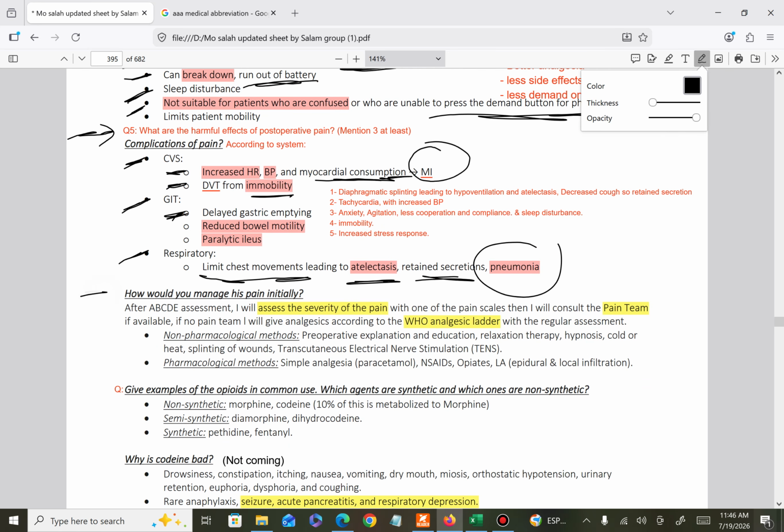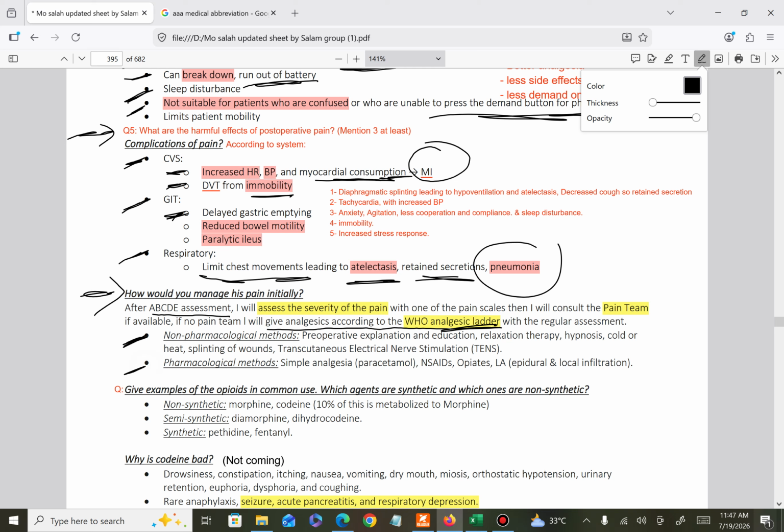Now, how would you manage his pain initially? After the ABCDE assessment, we have to assess the severity of the pain with one of the pain scales. Then we will consult the pain team if available. If no pain team is available, then we give analgesia according to the WHO analgesia ladder with regular assessment. So the pain management can be non-pharmacological methods and pharmacological methods.